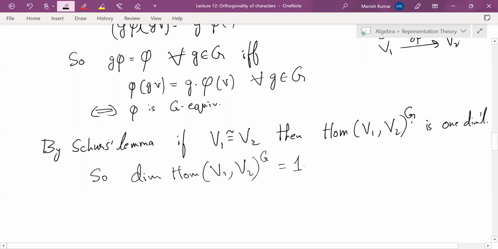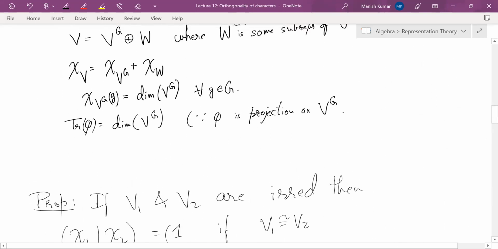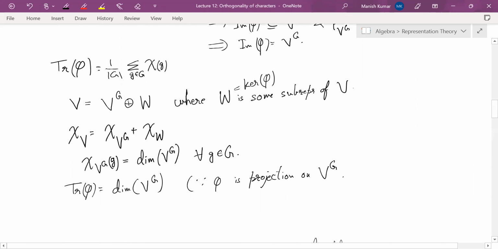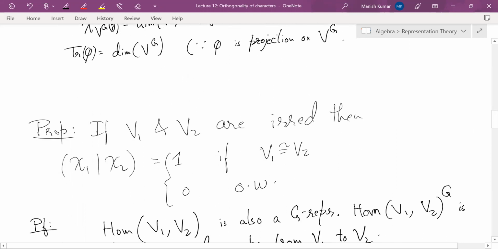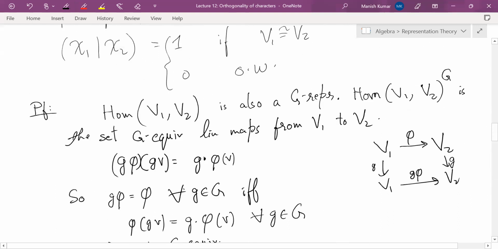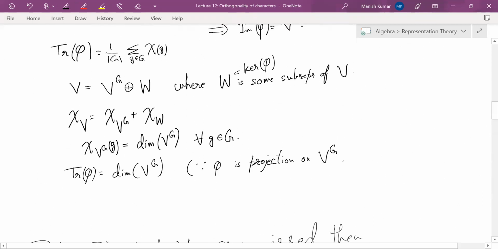But now you use this formula. The dimension of V^G is the trace of this projection map, which is the same as 1 over |G| times the summation of chi of g, for g in G. So I'm just trying to show the formula we get: the dimension of V^G is 1 over |G| times the summation of chi(g). So this is the formula we'll use.